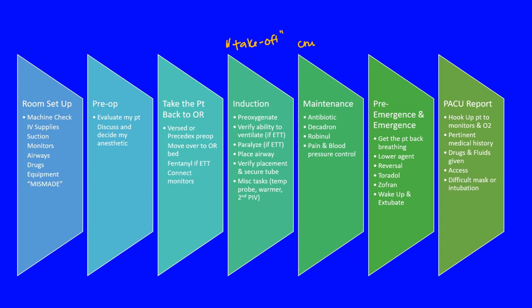A good clue that you need to start preparing for landing is when you hear the scrub and circulator start to count their instruments. So here's a diagram summarizing the main steps of a typical general anesthetic case and what the highlights are for each one of those steps. So what does a standard case look like?